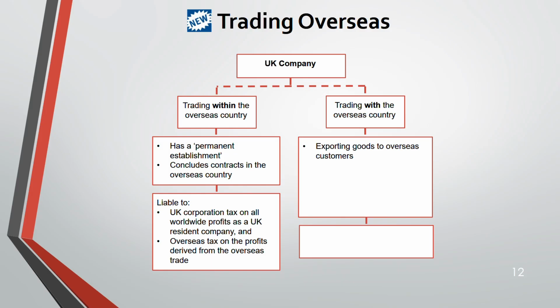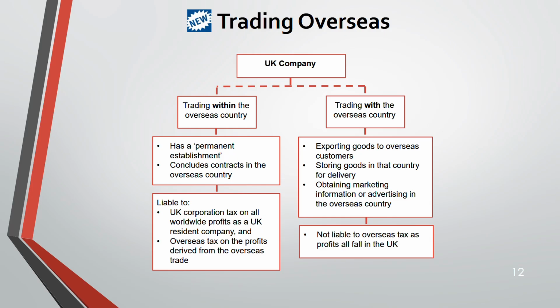Now, when you're trading with, it means you are exporting goods to an overseas customer. You are storing goods in that country for delivery. You are obtaining marketing information or advertising in the overseas country. So, you are not liable to overseas tax as profits all fall in the UK. You are liable to UK tax only. But if you are trading within the overseas country, you are liable to UK tax as well as overseas tax. That's the difference. Please go through this table.